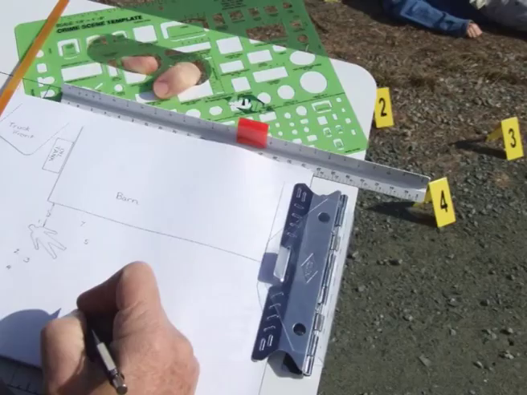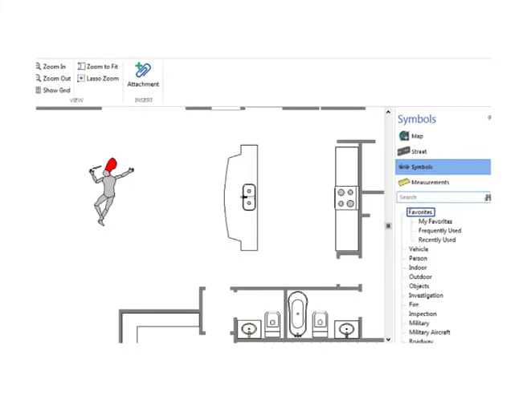Dear students, now we are going to discuss the importance of sketching in crime investigation, or what type of information we can get from sketching, or how sketching helps the investigating officer. So let's start one by one.